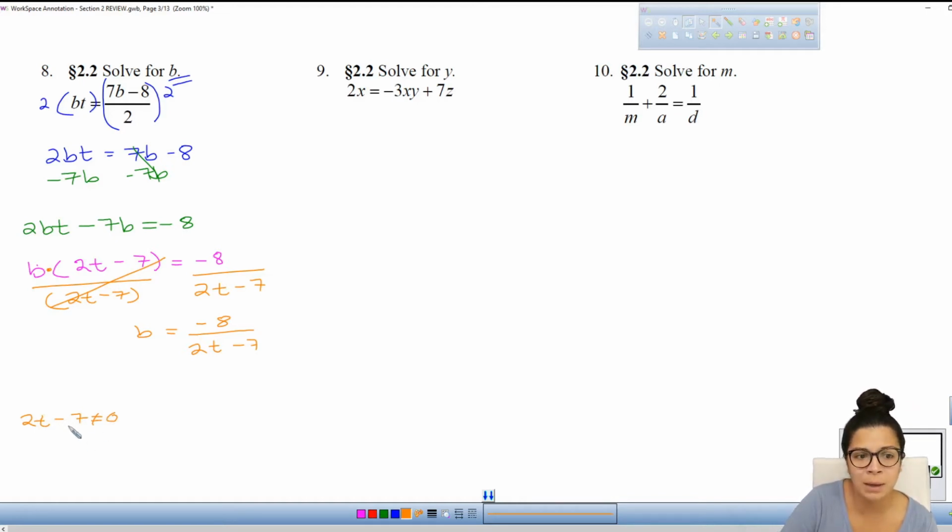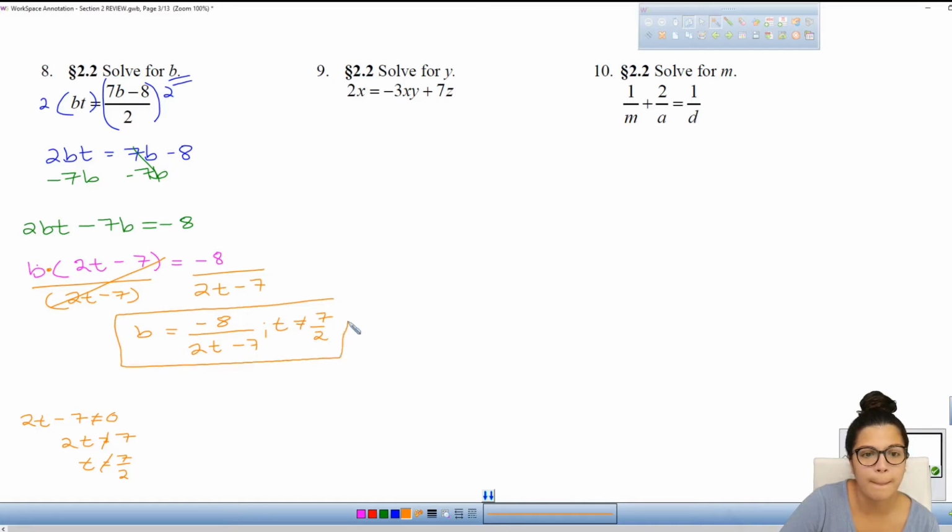So we're going to actually just solve this almost like if it was an equation. So add 7 on both sides, we get 2t equals 7. And then divide by 2 on both sides, we get t equals 7 over 2. Now actually, t cannot equal 7 over 2, right? 2t minus 7 cannot equal 0. That's the restriction. So here, t cannot equal 7 over 2. All right, let's move on to number 9.